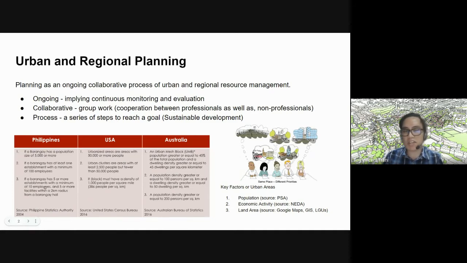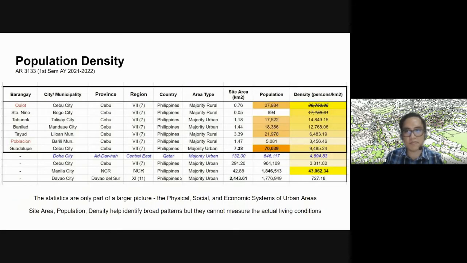So population is like the biggest factor. That's the human element I'm talking about. And just for comparison, the US has a similar definition and Australia has as well. So I can just give you this slide and you can review that later.